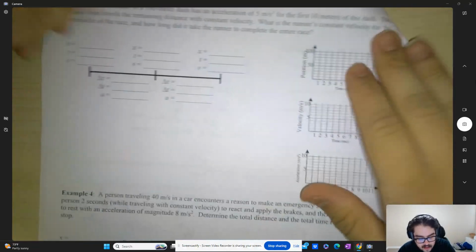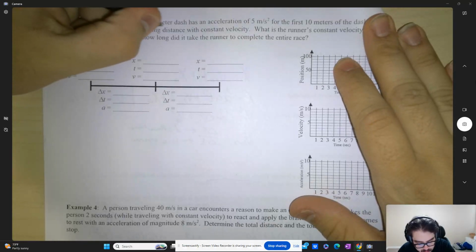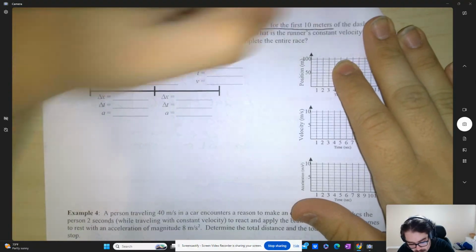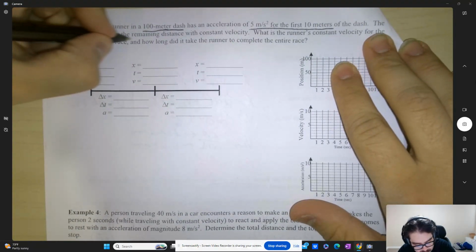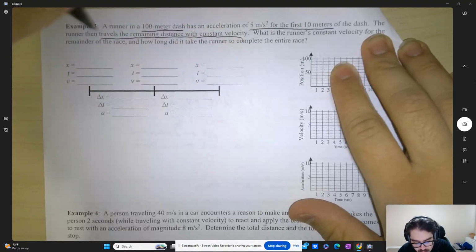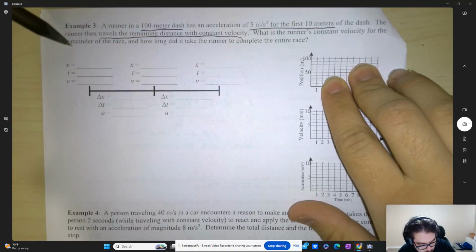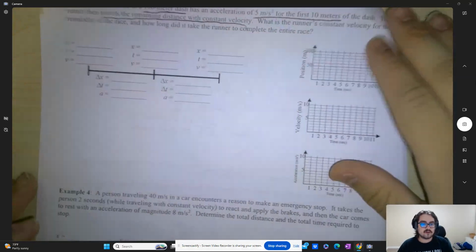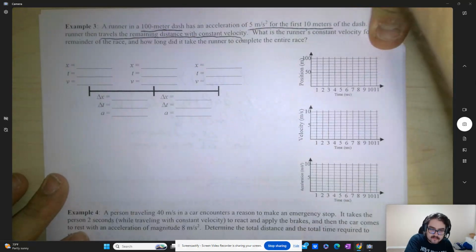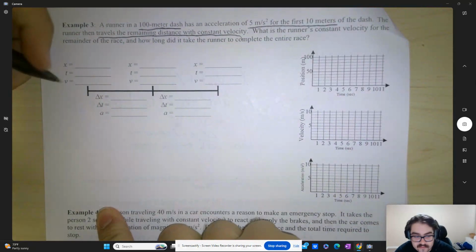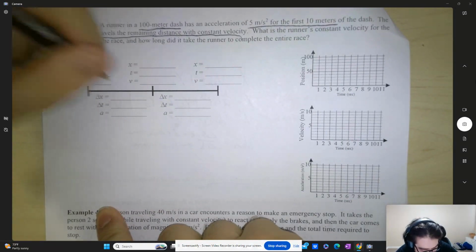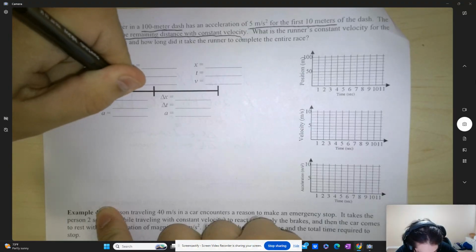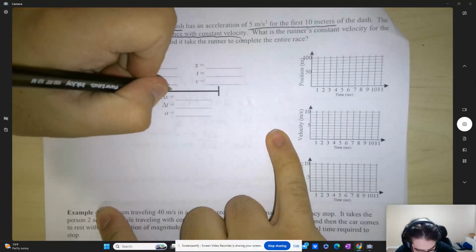A runner in a 100-meter dash has an acceleration of 5 meters per second squared for the first 10 meters of the dash, then travels the remaining distance with constant velocity. What is the constant velocity for the remainder of the race? How long did it take for the runner to complete the entire race? Basically, this chart right here is like a little timeline of what's happening. We're charting the events that have happened. The first section is when the runner is accelerating, and the last part is constant velocity.